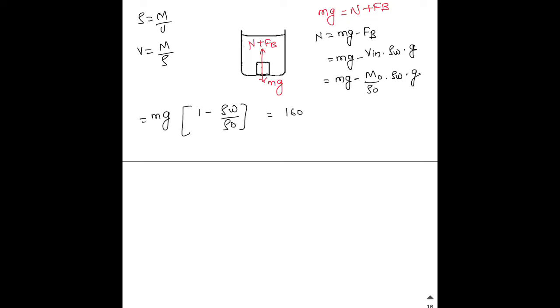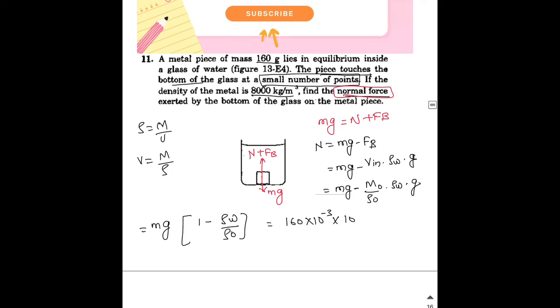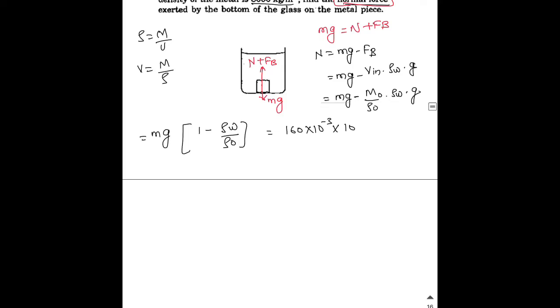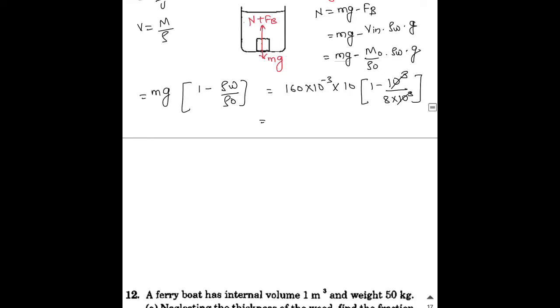So the mass was 160 times 10 raised to the power minus 3 times 10, because the mass was given in gram, and to convert gram into kg we multiply by 10 to the power minus 3. Then 1 minus density of water, which we already know, over the density of the object, given as 8000, that is 8 times 10 raised to the power 3. Does it cancel out? So we get 7 by 8, that is 16 times 10 to the power minus 1.